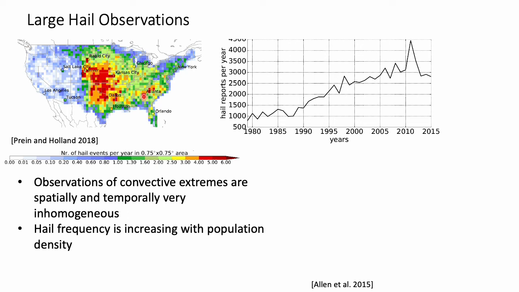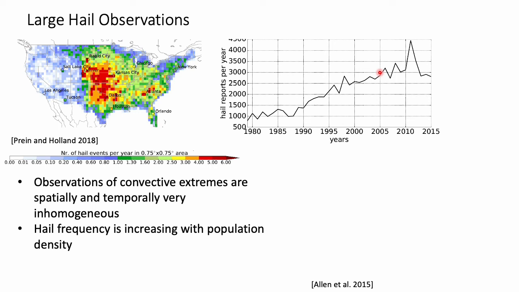But the interesting thing is, if you look at these maps, you can clearly eyeball bigger cities out of them. If you look at the temporal evolution of hail reports over time from 1980 till now, you can see a strong increase in reports over time. So naively, you could say, oh, this is climate change, and climate change is increasing the frequency of severe hail. But that's not really the case. This trend is mainly because of changes in observational practice and reporting. Nowadays, there are many more people that report large hail than in the 80s.